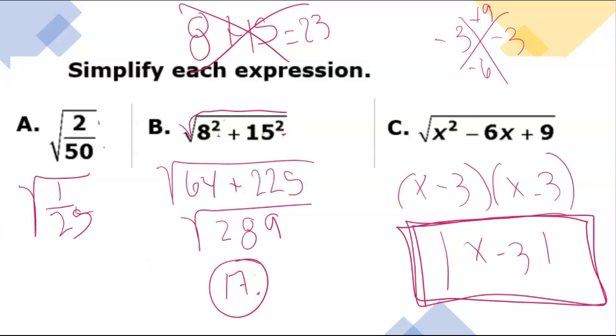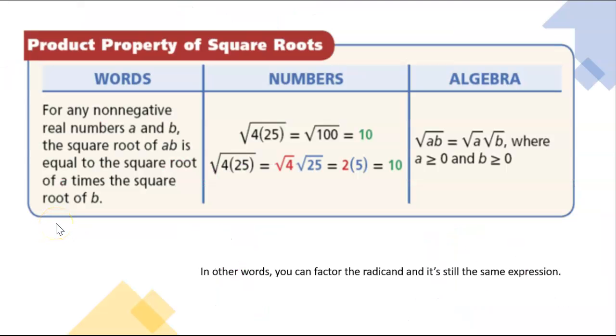Okay, that's if it's a simple operation as the radicand. What if we have a product property?